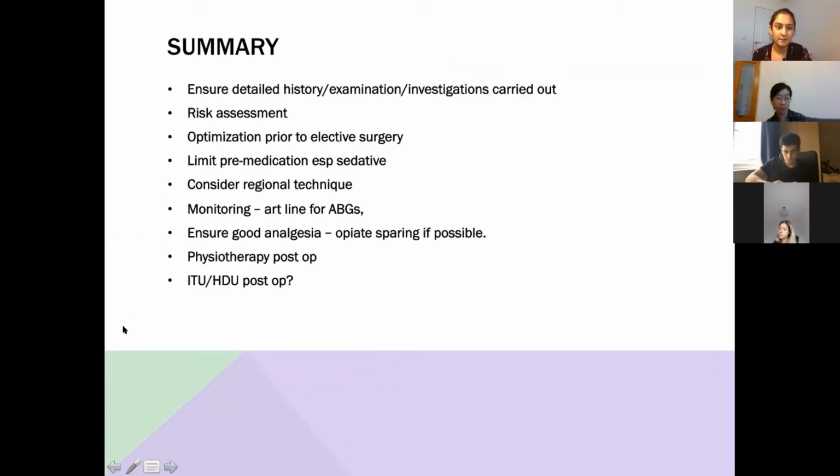Okay, so in summary, the take-home messages from this are, if assessing or taking a patient to theatre who has a respiratory disease, ensure that you've had a detailed history, examination and investigations carried out, as with most patients really. A good risk assessment, and if it is possible to optimise them prior to elective surgery, then that's the best strategy. Limit pre-medications, especially sedative ones, because they can cause airway obstruction. Consider regional techniques for pain relief whenever possible. Invasive monitoring such as arterial lines for taking serial ABGs is useful. Ensure good analgesia. Physiotherapy post-op is useful as well, and consider whether they need HDU or ICU.